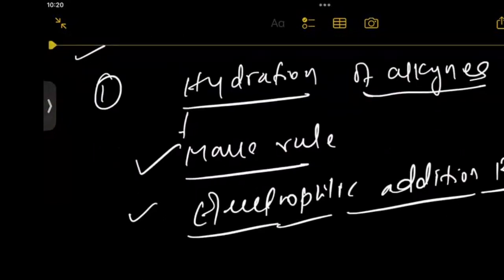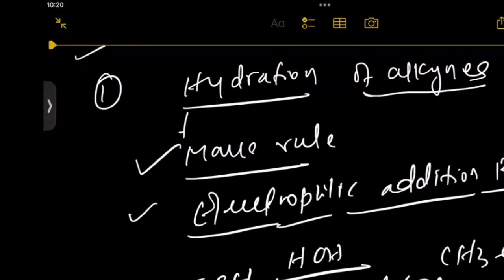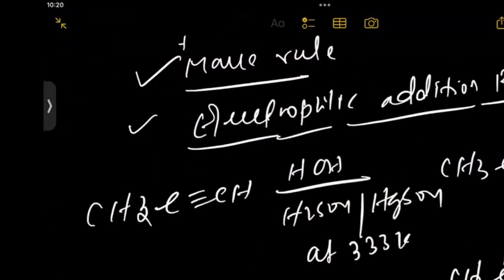If I simply write the reaction, you can see here CH3C triple bond CH, and if we take HOH in the presence of H2SO4 and HgSO4 at 333 Kelvin, first we will get CH3C(OH)=CH2, and then tautomerism will happen, and the compound will form CH3C=O CH3. Now, what I'm telling you is simply that you have H plus and OH minus.